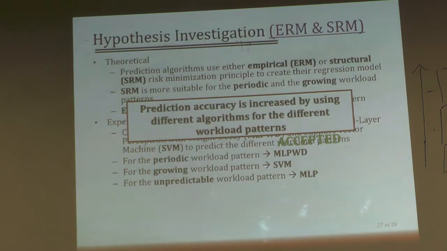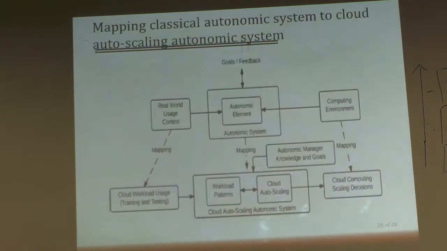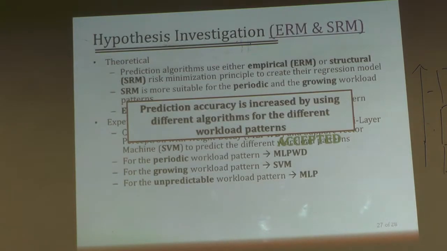We didn't set up a null hypothesis. We are only interested in whether we accept or we reject. That's all. No middle way. Now, the problem is we've now proved that for different types of workload pattern, using different types of algorithm, we increase the accuracy. We've proved that. The question is, how do you set this up?